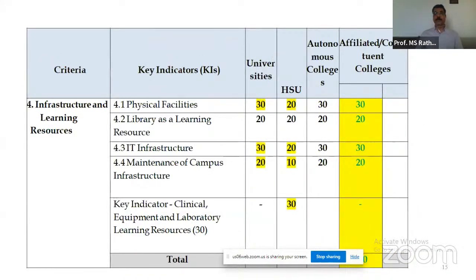In criteria 4, there are 4 matrices. And in the last, there is a key indicator that is concerned with the health education institutes, which are affiliated to the university. So there the clinical aspects have been added. But in general, the institutions which are not falling in the domain of the clinical institution or the health science institution, they have to follow these 4 key indicators in criteria 4. So the marks are 30, 20, 30, and 20 for the 4.1 to 4.4.